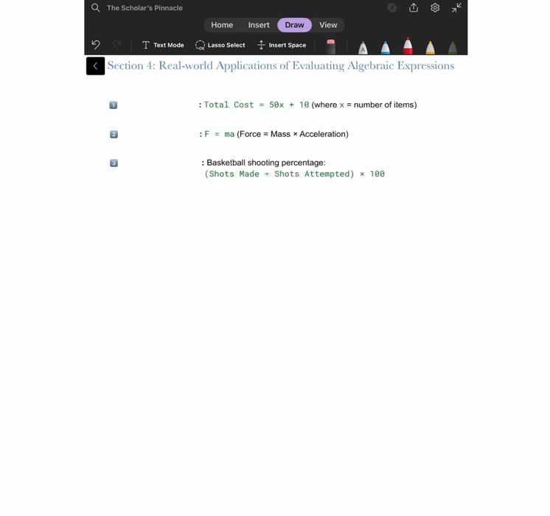Here are some real-world applications of evaluating algebraic expressions. This is how algebra actually helps us in real life. For example, in finance, we have total cost equal to 50x plus 10, where x is equal to the number of items bought. Next, in science, physics to be specific, we have force equal to mass multiplied by acceleration. Basketball shooting percentage is equal to shots made divided by shots attempted multiplied by 100 to give you the percentage of basketball shootings.